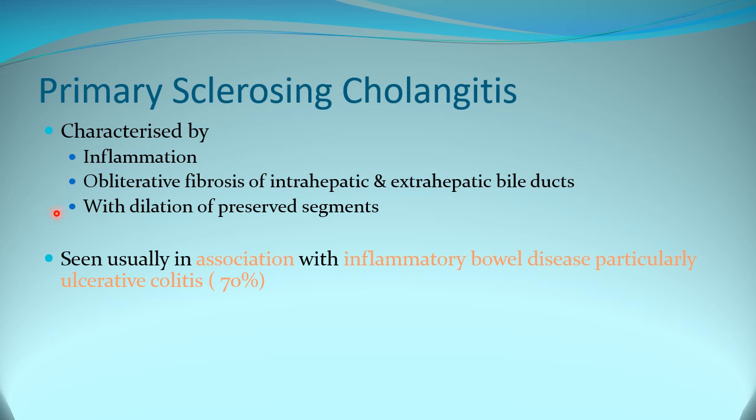the other bile ducts that are preserved will have dilatations of the preserved segments of the bile ducts. So inflammation is there. It is associated with inflammatory bowel disease. What all comes under inflammatory bowel disease? Ulcerative colitis and Crohn's disease. So it is particularly associated with ulcerative colitis. About 70% of the cases are associated with this.